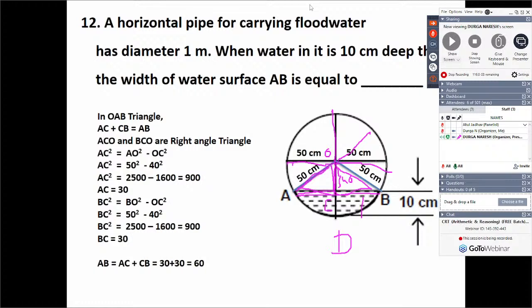This is about the two-dimensional. So tomorrow I will continue with mensuration only: three-dimensional cubes, sphere, cylinder. I will conclude the whole batch tomorrow only. So try to attend tomorrow without fail.